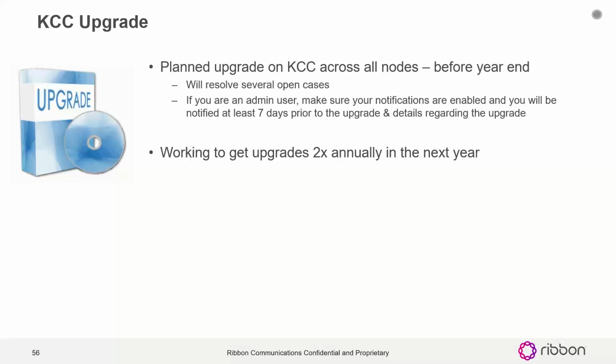If you're an admin user, make sure your notifications are enabled. You will get a portal notification at least 7 days prior to the upgrade with some of the details regarding that specific upgrade. We are in the final steps of rolling out release 2.9.2.3, which should be here before the end of the year for sure. Most likely it's going to be at the end of this month or early in December. We should be sending out a portal notice within the next week or two, I believe, just finalizing some things there.